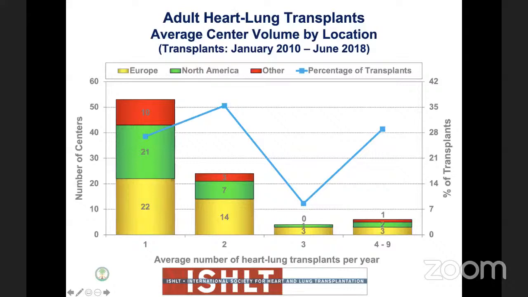When you look at the center volume by location, with one heart-lung transplant per year, most centers perform only one. There are fewer centers that perform two, and very few centers that perform 49 and almost none that perform more. This is from 2010 to 2018. With the heart-lung transplant we've just recently done at King Faisal Hospital, we already belong to a very small group of hospitals, and we would be classified under other. The total of other is 14: 14 hospitals are performing heart-lung transplantations outside of Europe and North America. So we belong to a group of 14 now.